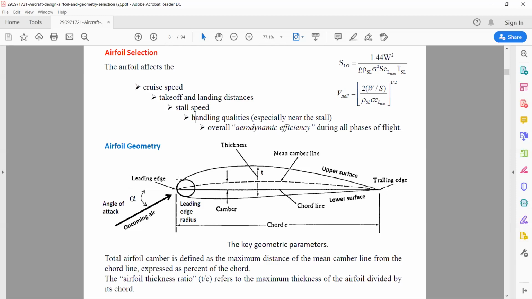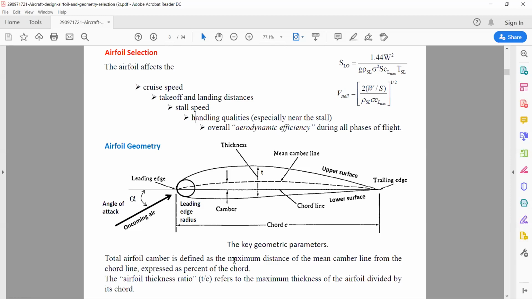So first, understand here: what is the leading edge, what is the trailing edge, the upper surface, lower surface, the chord line, the camber, and the thickness of an airfoil. What is angle of attack? That is the angle between the oncoming airflow and the airfoil. That is called angle of attack, denoted alpha.